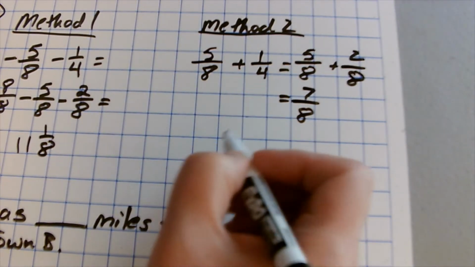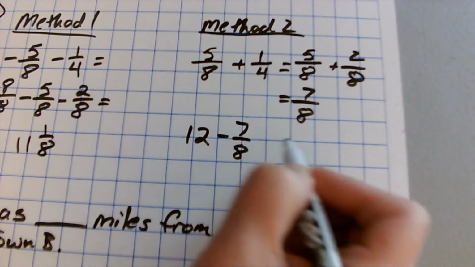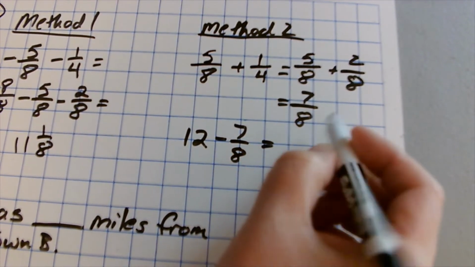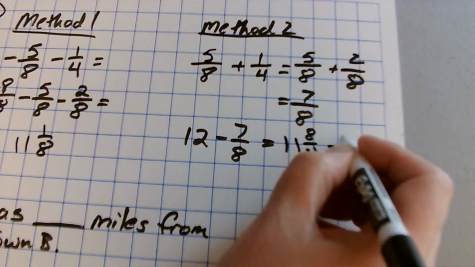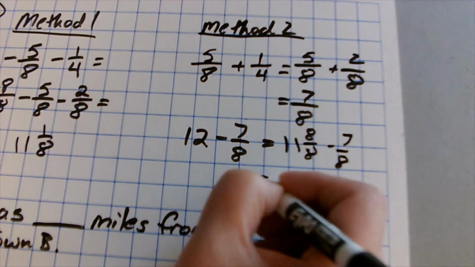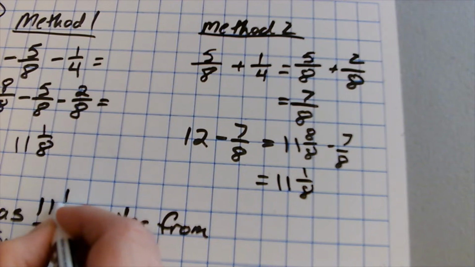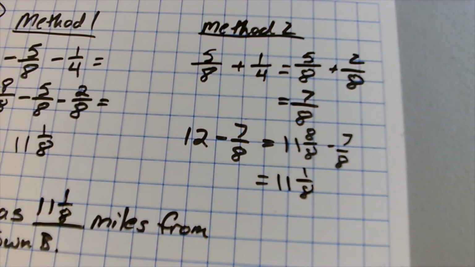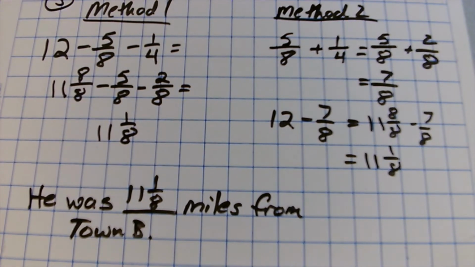Once we have that, now we can subtract the 7/8 from the 12 miles he had to go. And we turn the 12 into 11 and 8/8, minus 7/8, and that gives us 11 and 1/8. So he was 11 and 1/8 miles from town B when his car broke down, and that must have been so frustrating.